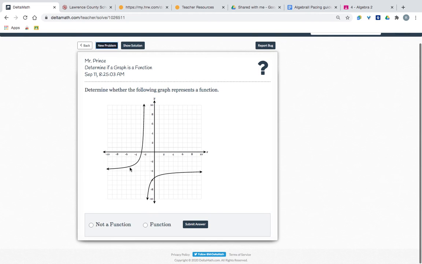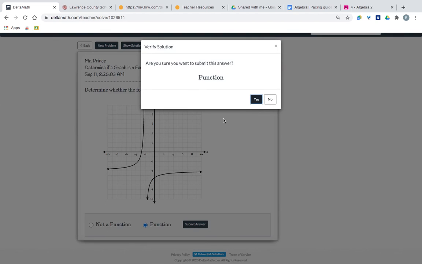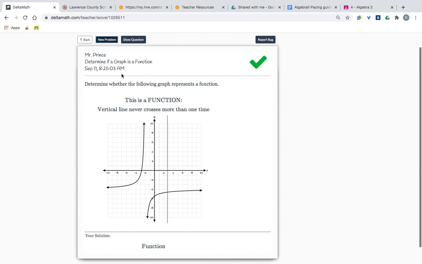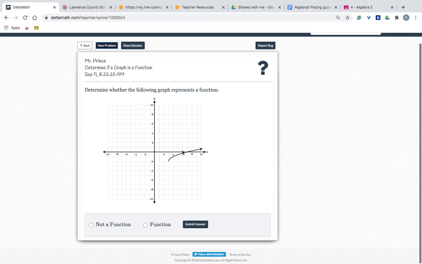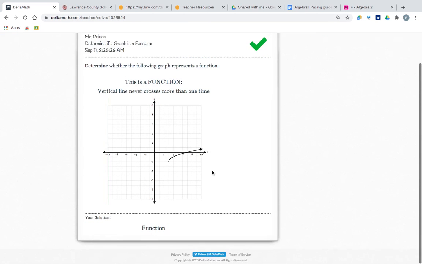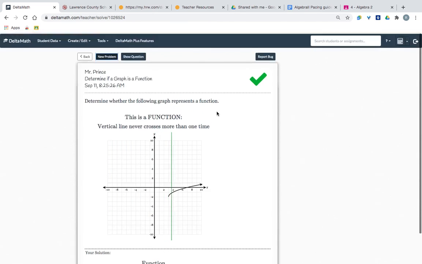Another function. This would be a function. This doesn't actually curve back over itself. This doesn't curve underneath or anything. Every x value only has one y value. Get your little animation. That's what's good about Delta Math. It gives you a good visual. It's still a function, even though it just kind of starts here and goes off to the right. We'll talk about specifics of that function later on, but for right now, we're just going to say yes, it is a function, because the vertical line never crosses more than one time.